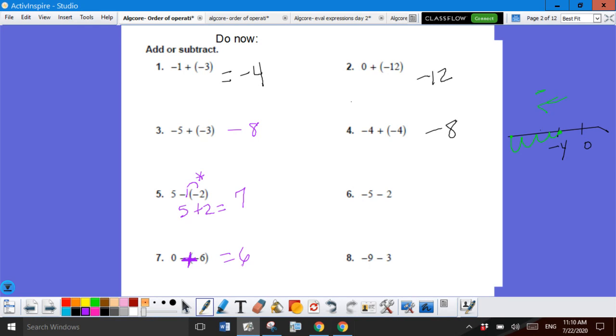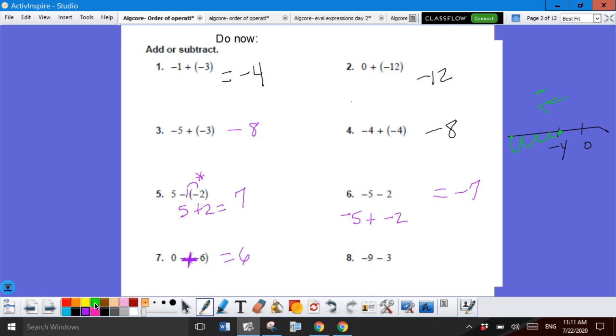Now those 2 negatives have to be touching to do that. Now here's one that's different. These negatives are not touching. So -5 minus 2, that would be like going to the store, spending $5, and then going to another store and spending $2. As a total, I have spent a -7. So this is really -5 plus a -2.